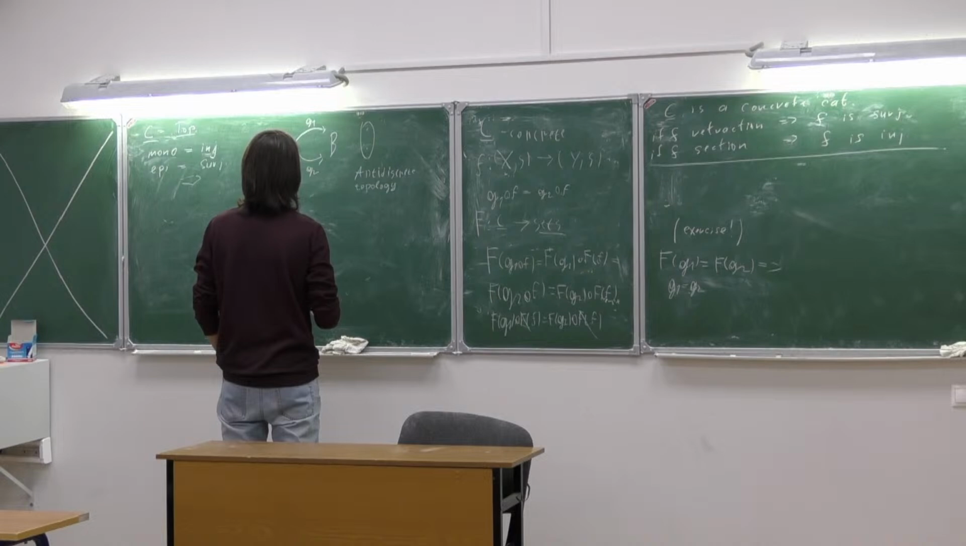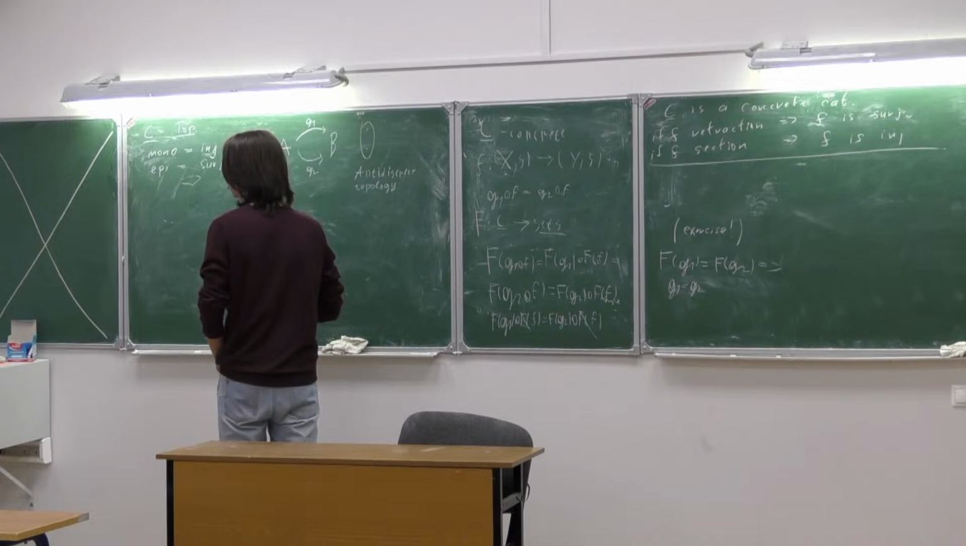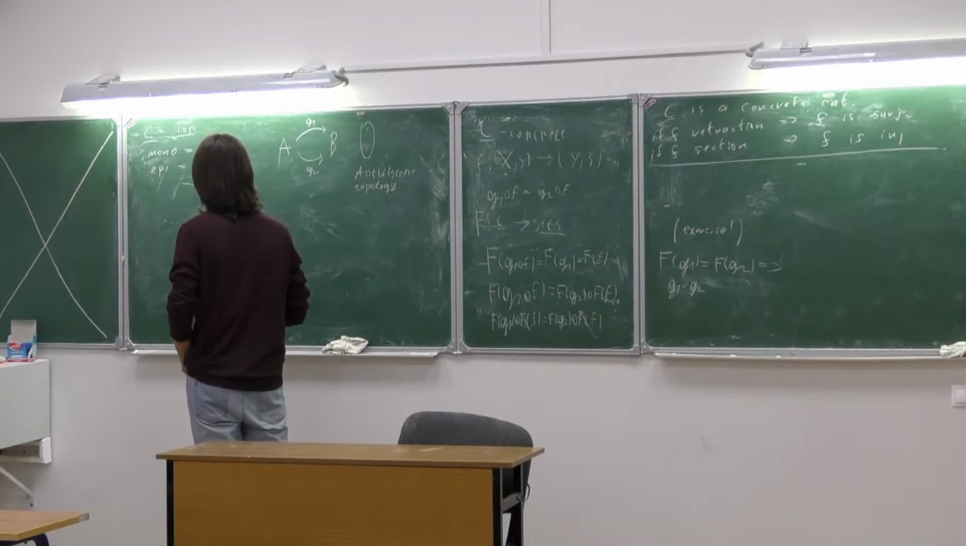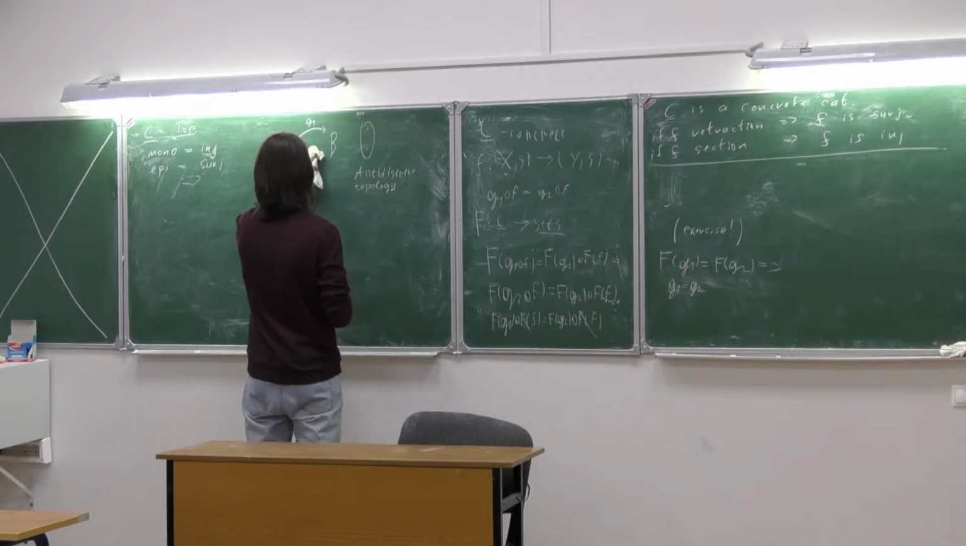So I think we should take the images of A and B by f. Yeah, I don't quite understand why you need these two maps G1 and G2. I think you want to consider just a map f from A to B, right? Yeah, and then do something with this map, like consider its image.